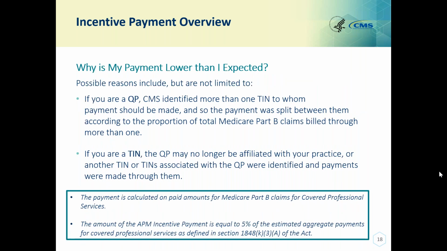Another question that we tend to get a lot is why the payment is low. As a QP, your payment could possibly be low due to the fact that there has been more than one TIN identified. Therefore, we split the payment between those TINs. And for a TIN, the reason why your payment could be low is that there may be QPs who are no longer affiliated with your practice, or they're associated with another TIN and their payment went to that TIN.